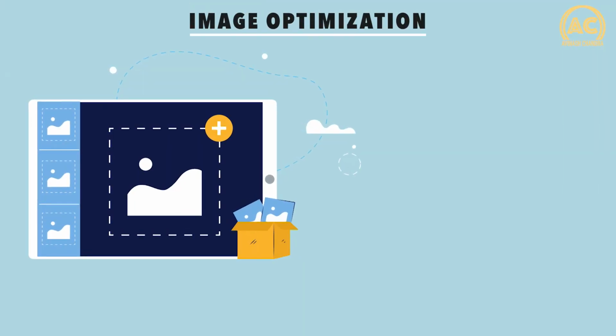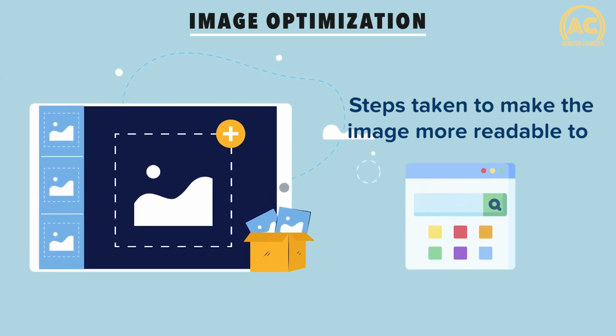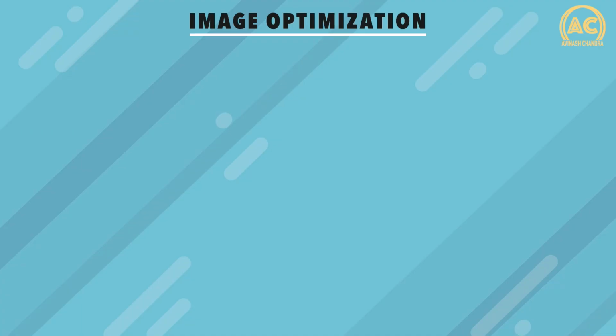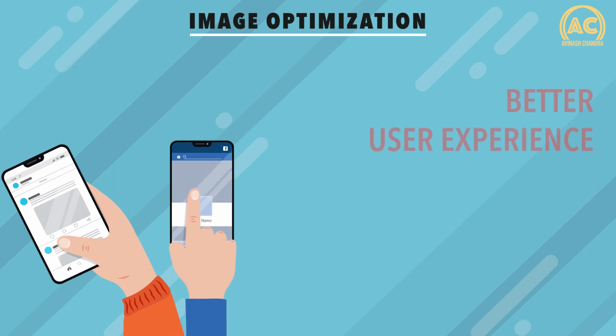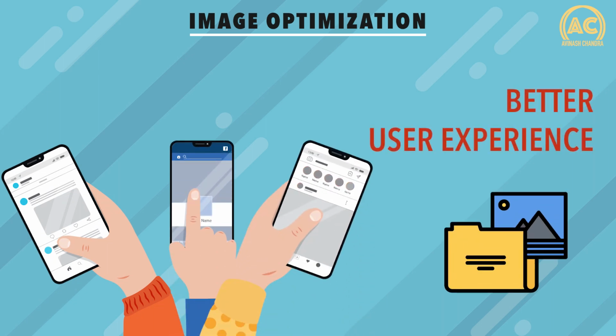Wondering what is image optimization? Well, image optimization refers to the steps taken to make the images more readable by the search engines and offer an overall better user experience with relevant images, leading to better page engagement. You must be wondering that if this is what image optimization is, then why should you optimize your images?